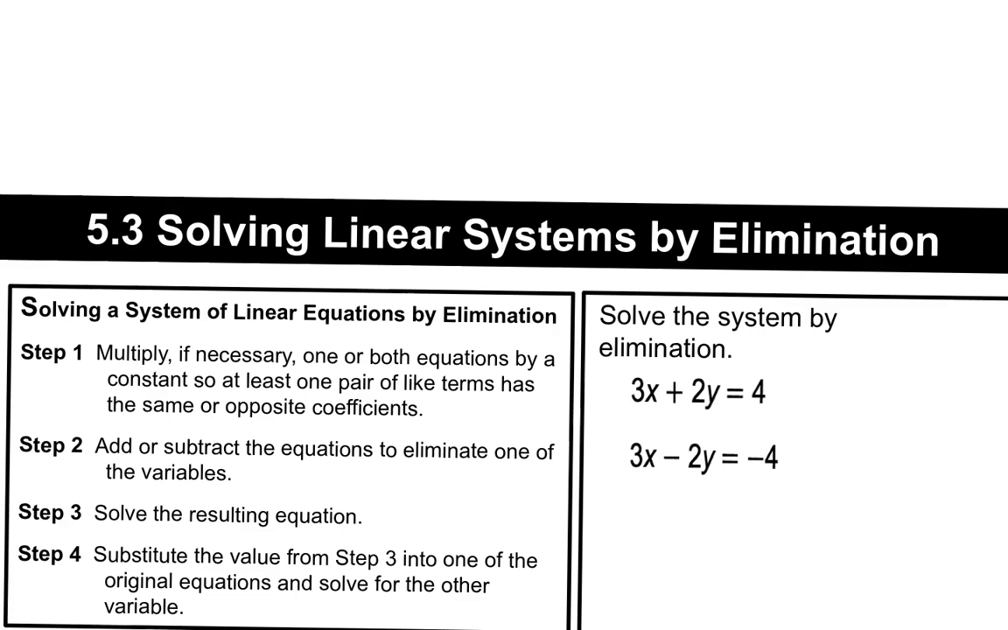All right, so the first thing you're going to do, step one says multiply, if necessary, one or both equations by a constant so that one pair of like terms has the same or opposite coefficients. And then you add or subtract the equations to eliminate one of the variables, solve the resulting equation, and then substitute that solution into the other equation. Let's apply it. All right.